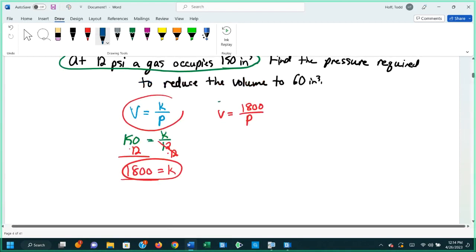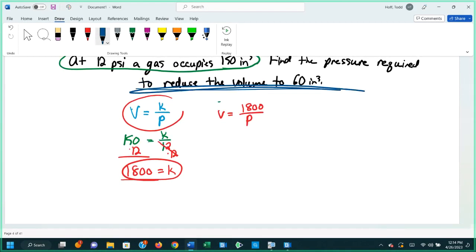And now we're asked to apply it to a new situation. Find the pressure if the volume needs to be decreased to 60 cubic inches. So we put 60 in for V. We're going to solve for P.